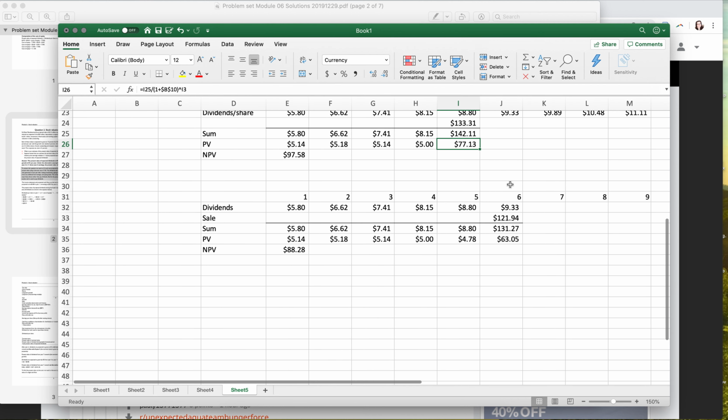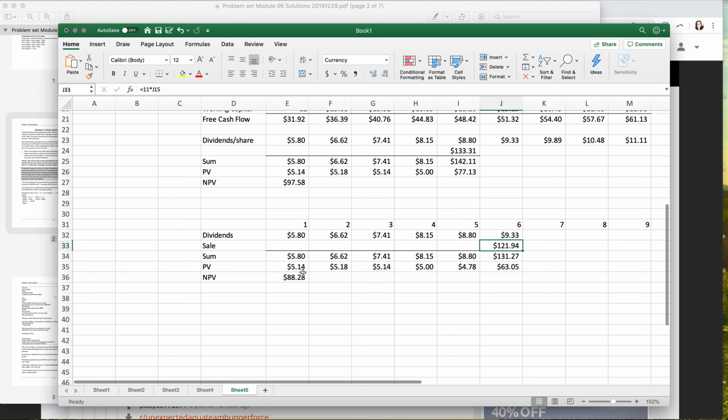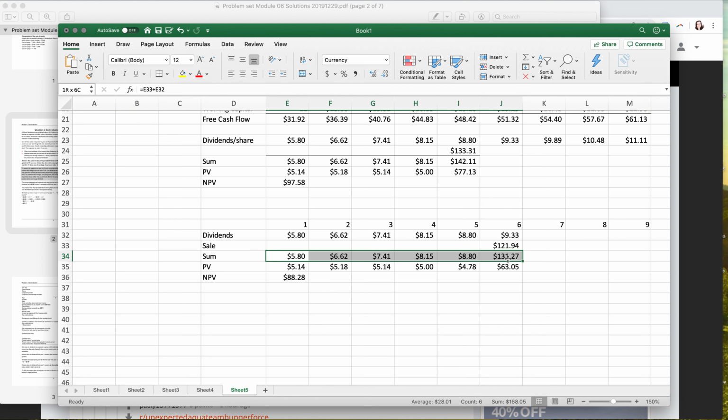In the second part of the problem, we assume that we sold it in year 6 for 11 times earnings, or that we could sell it, and therefore that's the price that we would get in year 6 because earnings are $11.09. We summed the cash flows in both examples across the years, and then we took the PV and got the NPV of each of those, and that's how you solve this problem.